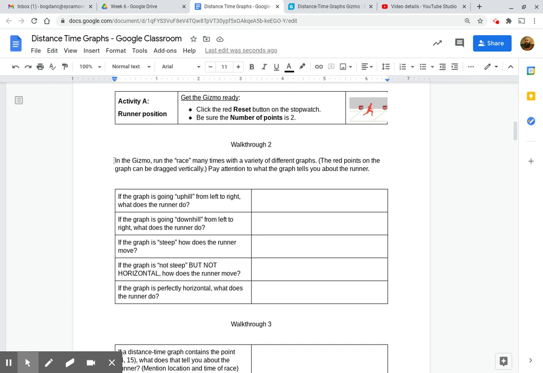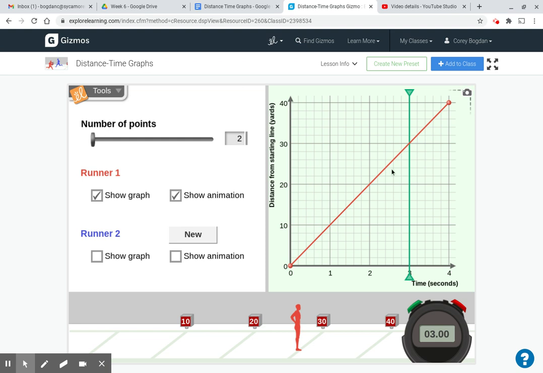So in the gizmo, we are going to run the race many times with a variety of different graphs. And this is key. The red points on the graph can be dragged vertically. Pay attention to what the graph tells you about the runner. All right. So when we go to the gizmo, what they're trying to show you is that notice this red point, the 4-second mark, I can grab it and I can move it. All right. And then I can do the same thing for here.